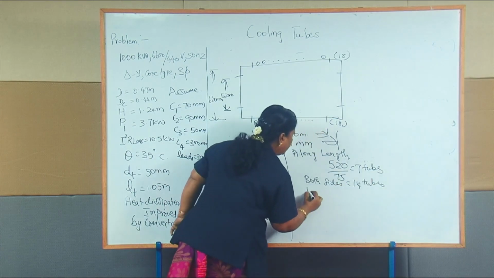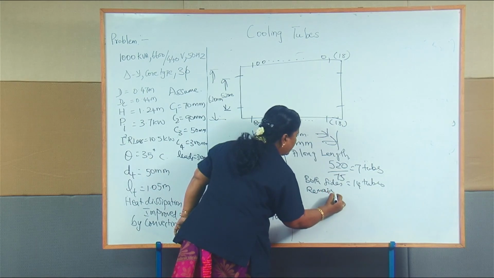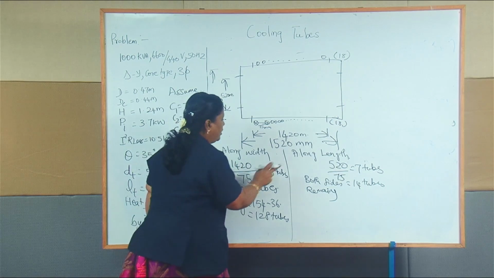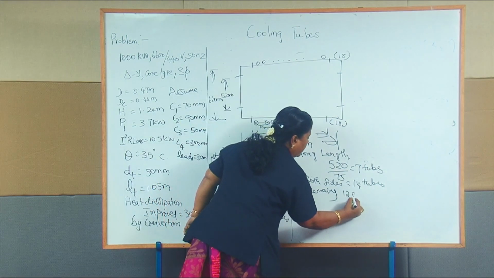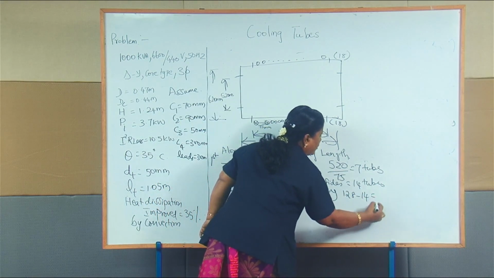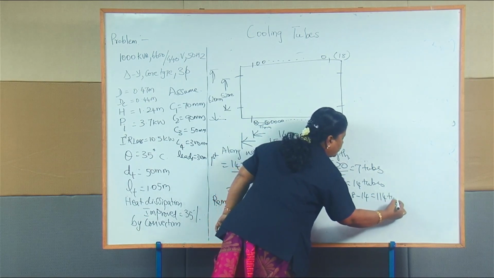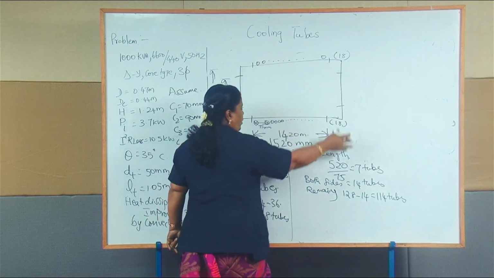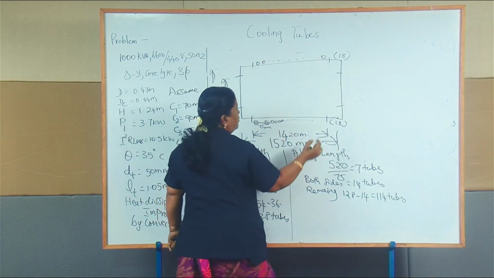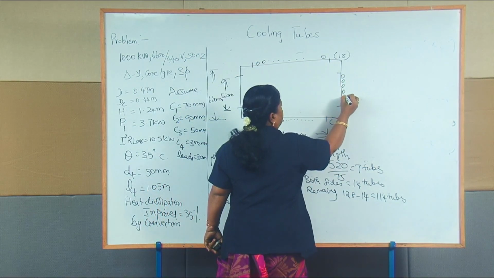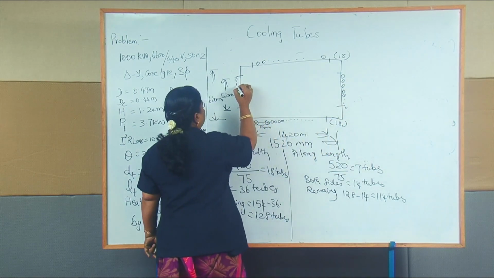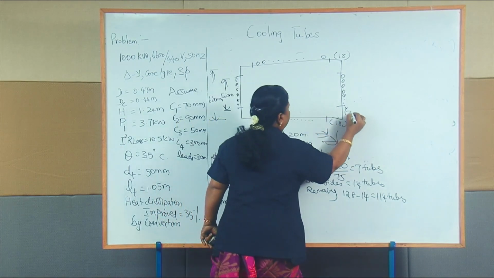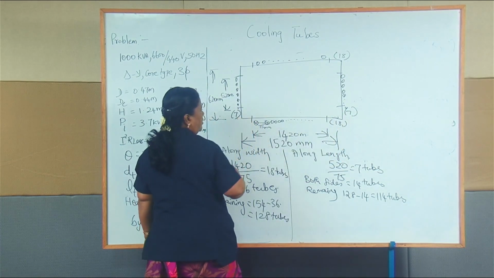14 tubes. So, what is the remaining tube in the first row along the length? 128 was the remaining tube. Now, here 128 minus 14. So, it will be 114 tubes remaining. Okay. If you place the tubes whatever we got along length and along width, along length we have to place 7 tubes, isn't it? And similarly here also 7 tubes. Okay, so you can mark this as 7 and here also 7.